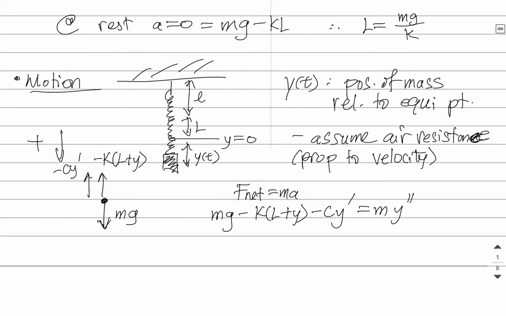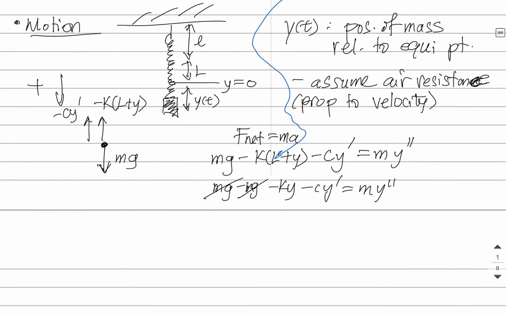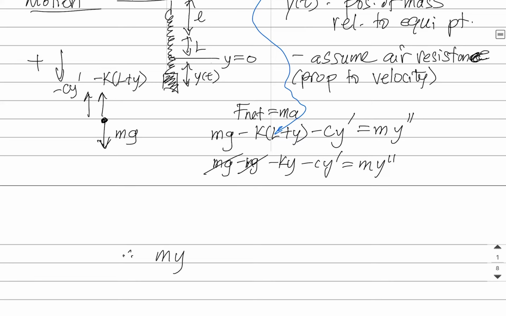Now, a moment ago, we determined that when we're at rest, we can swap out L for mg over k. So when we do that, if you substitute everything in, these first two terms will cancel out. We'll get negative ky minus cy prime equals my double prime. And I'm hoping that at this point you can see that we end up with a model for this function y of t. It's a second order constant coefficient problem.